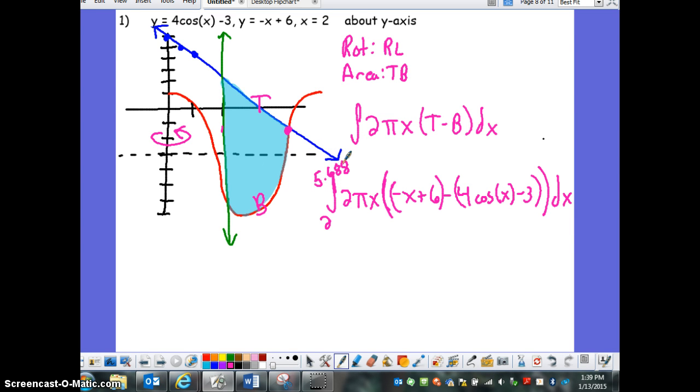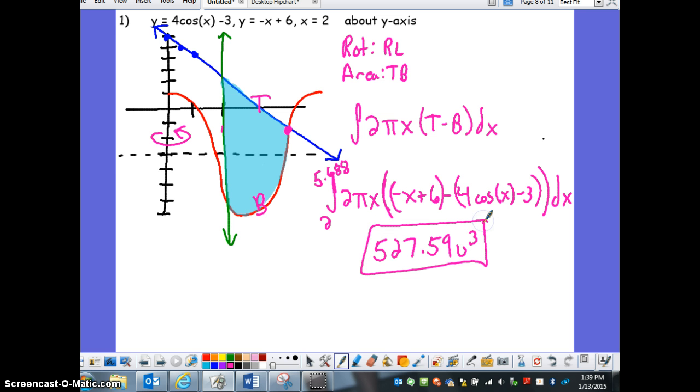Now it's a matter of integrating that. I would pull my 2 pi out, and then again, I would use the Math 9 feature on the calculator, and your answer here is 527.59, and that's units cubed because we were finding the volume. Remember, we're rotating the solid around the y-axis there.